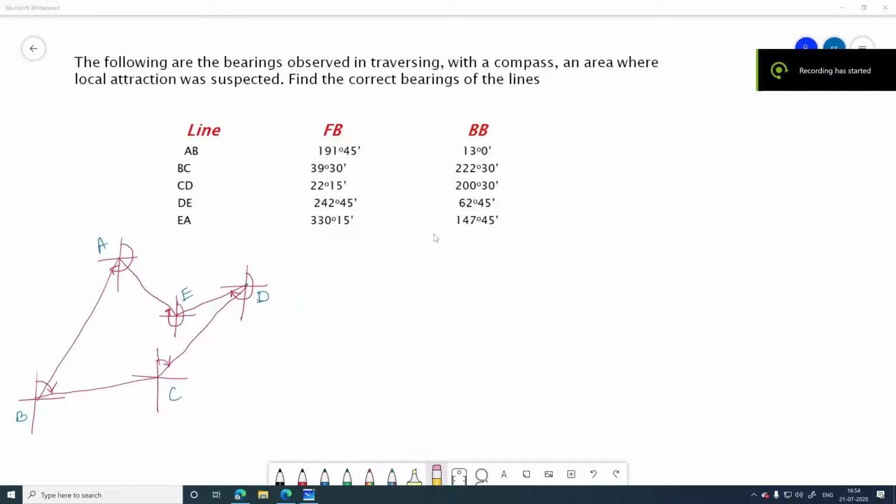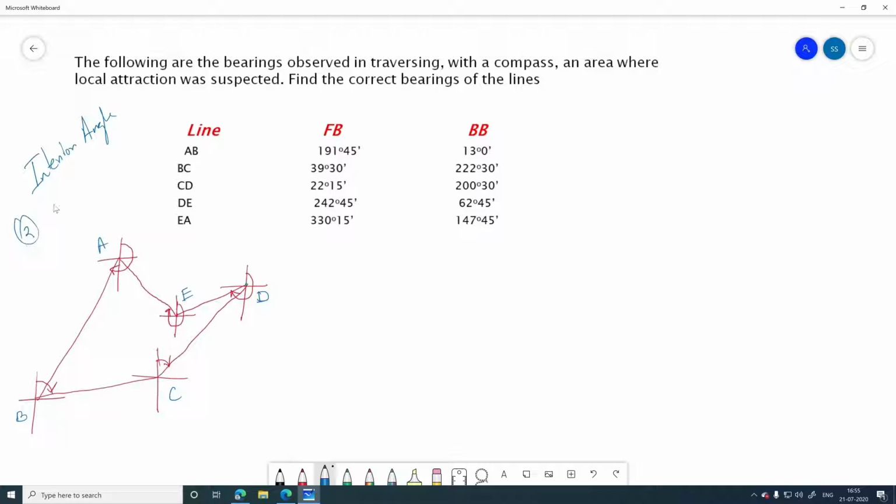So very simple one. So hello everyone. This is the same problem that we have done earlier, but the method is different. In the previous class we used the method of interior angle, but here we will apply the second rule, that is directly applying the correction. That means, I will show you a very simple process.